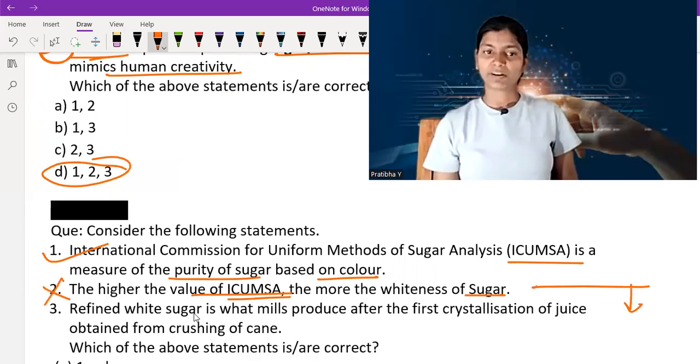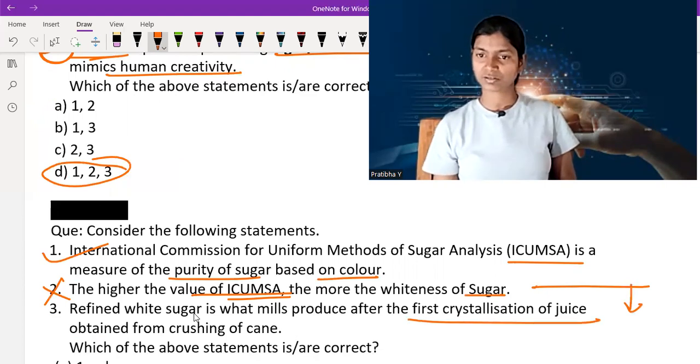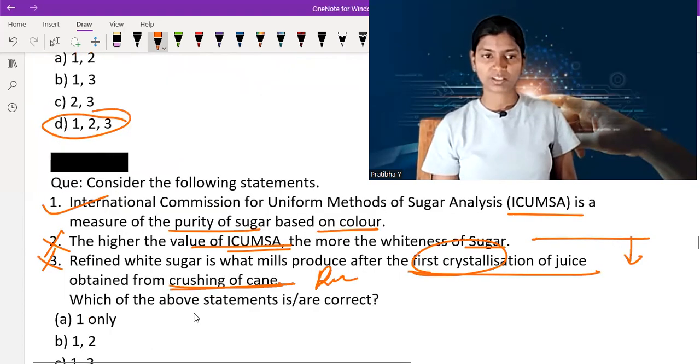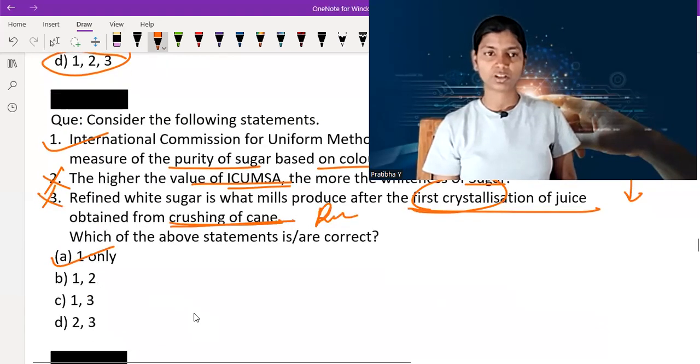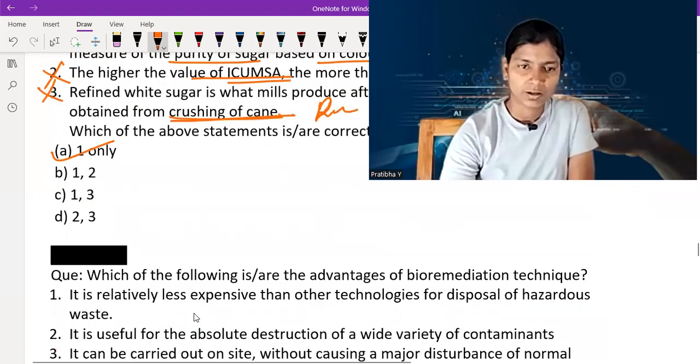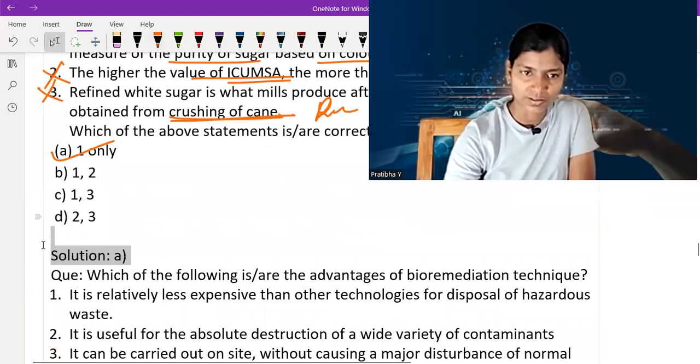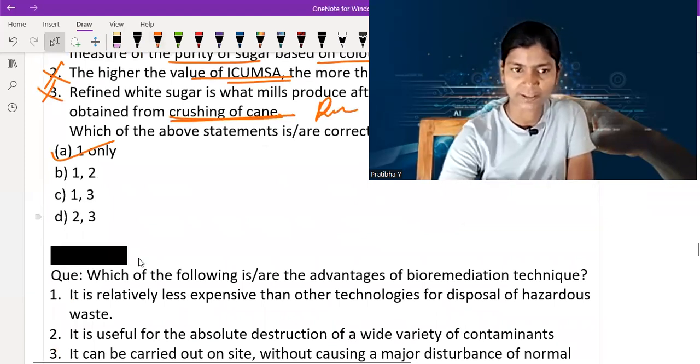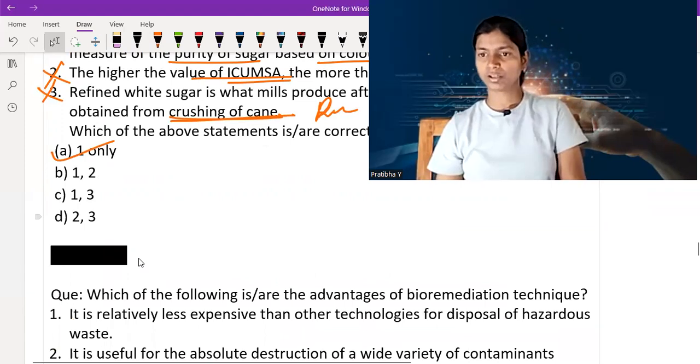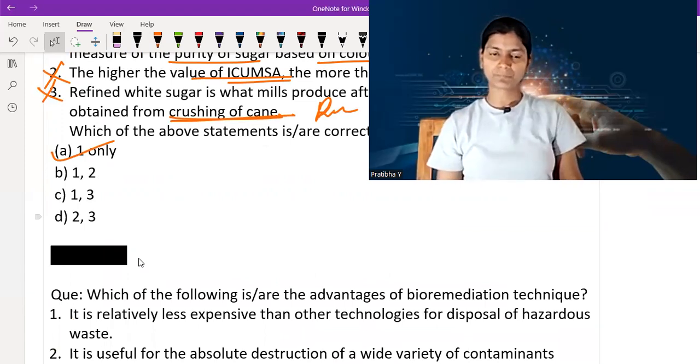This one is wrong. Refined white sugar is produced after the first crystallization of the juice obtained from the crushing of the cane. Raw sugar is produced after the first crystallization of the juice obtained from crushing of the cane. This one is also wrong. So only one is correct. That means only option A is correct. Yes, we are on the right path. Option A is correct. Now let's move on to the next question, on bioremediation.